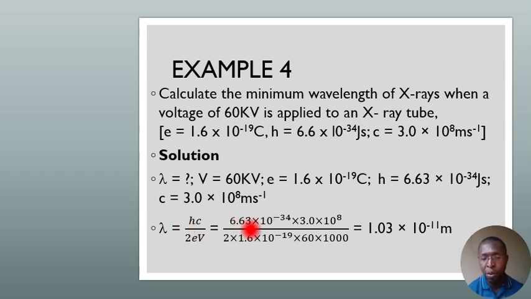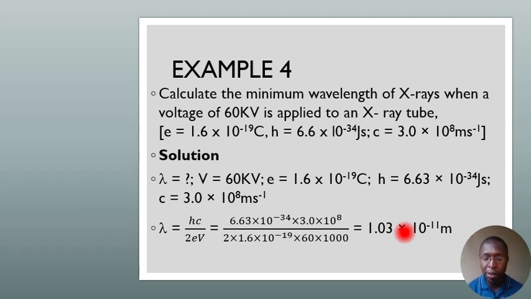So Planck constant is 6.63 times 10 to the power minus 34 multiplied by the speed of light, which is 3.0 times 10 to the power 8, all divided by 2 times the charge, which is 1.6 times 10 to the power minus 19, multiplied by the voltage, which is 60 kilovolts. So the 60 kilovolt means 60 times 1000. The kilo there means 1000. And when we simplify all of these, we have our wavelength to be 1.03 times 10 raised to the power minus 11 meters. Alright, so these questions are very simple, right?